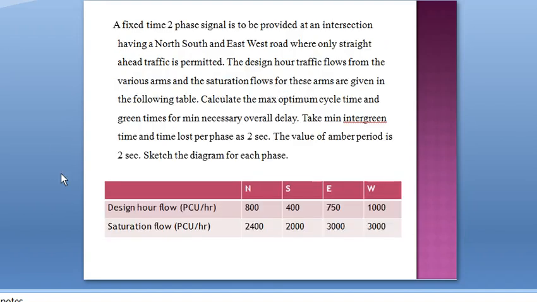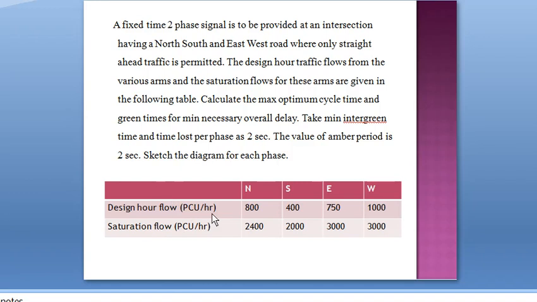So next, this is a design problem. It may ask for 10 or 15 marks. Okay, I will read the question. A fixed time two-phase signal is to be provided at an intersection having a north-south and east-west road where only straight ahead traffic is permitted. The design hour traffic flows from the various arms, and the saturation flows for these arms are given in the following table. Calculate the optimum cycle time and green times for minimum overall delay. Take minimum intergreen time and time lost per phase as 2 seconds. The value of the amber period is 2 seconds. Sketch the diagram for each phase.